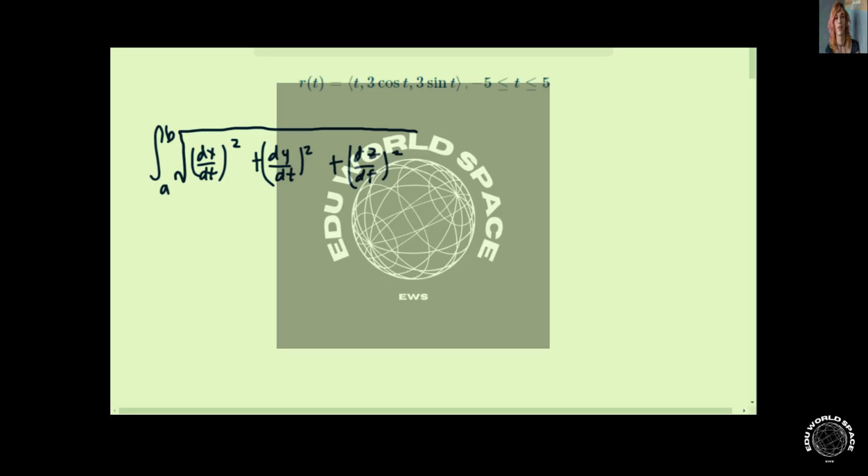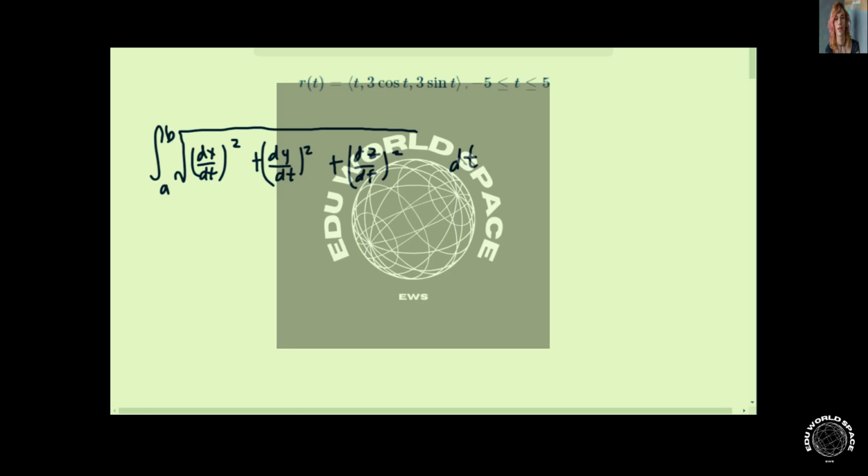So if we want to find the arc length of this curve from -5 to 5, what we're going to need to do is apply the following integral. So we're going to integrate from a to b of, so it would be (dx/dt)² plus (dy/dt)² plus (dz/dt)². And then we have the square root of all of that, and then we have dt on the outside.